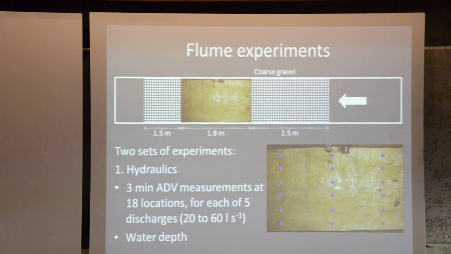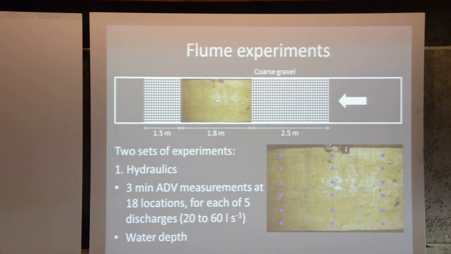Now there's sort of two sets of experiments that I want to talk to you about. The first one's a series of experiments looking at flow. So what we did was we ran the flume under five different steady discharges between 20 and 60 litres per second. And at each one of those discharges, we took ADV readings from one of 18 locations across the bed. And that's what you can see with these purple dots up here.